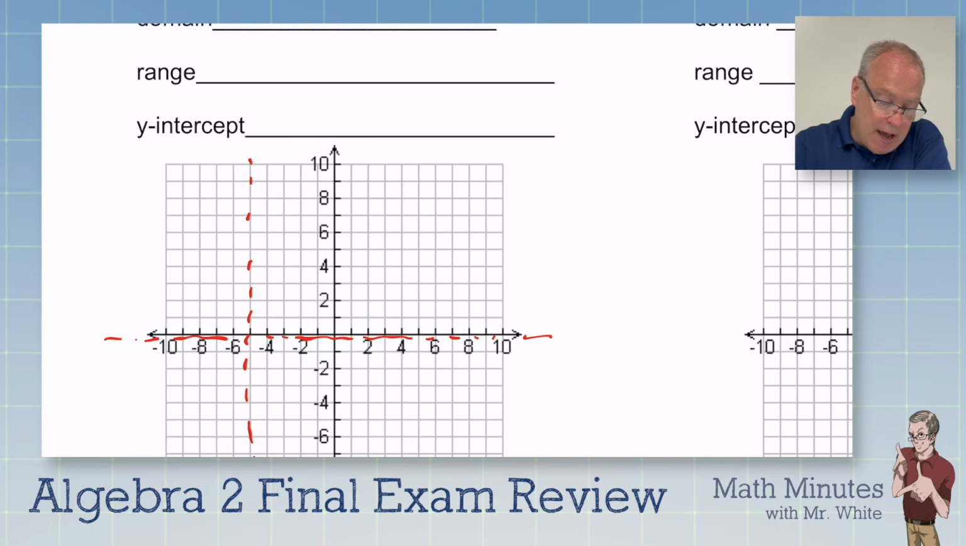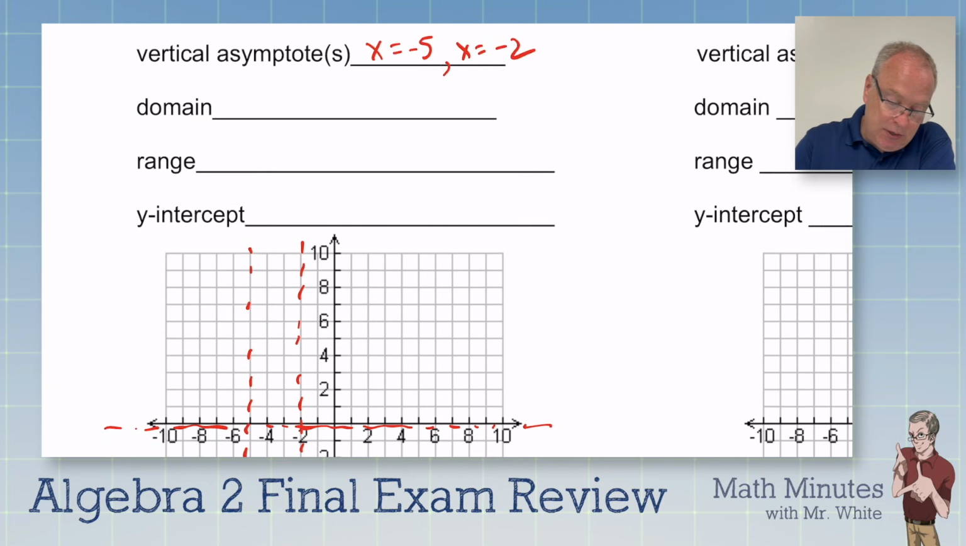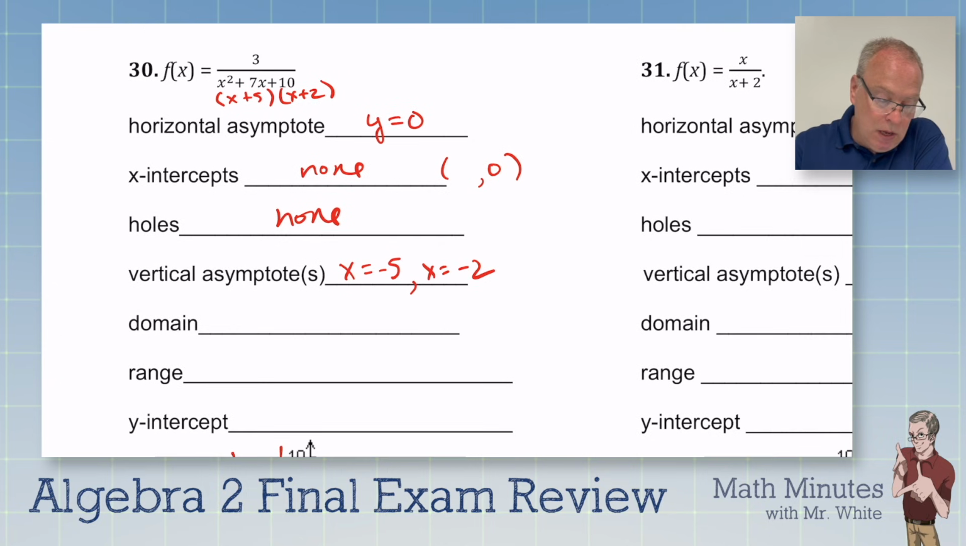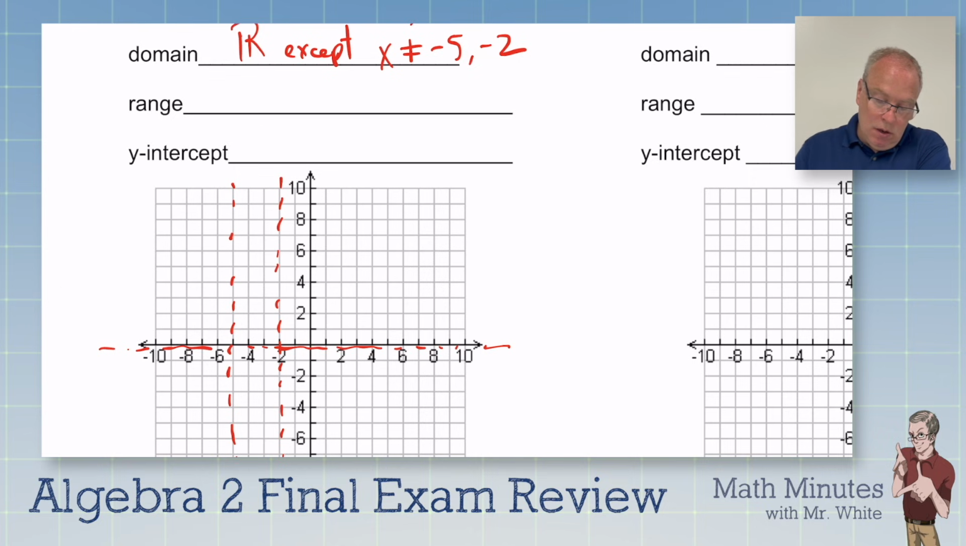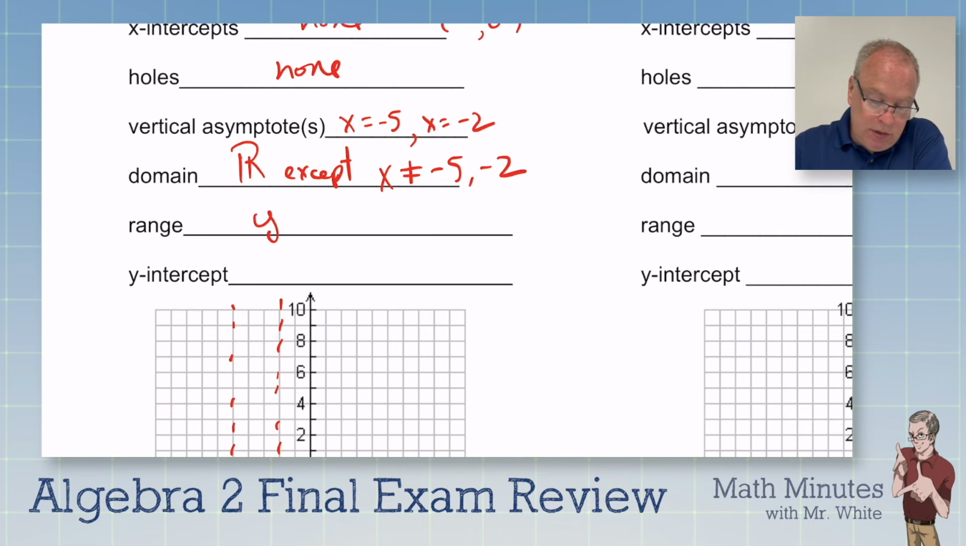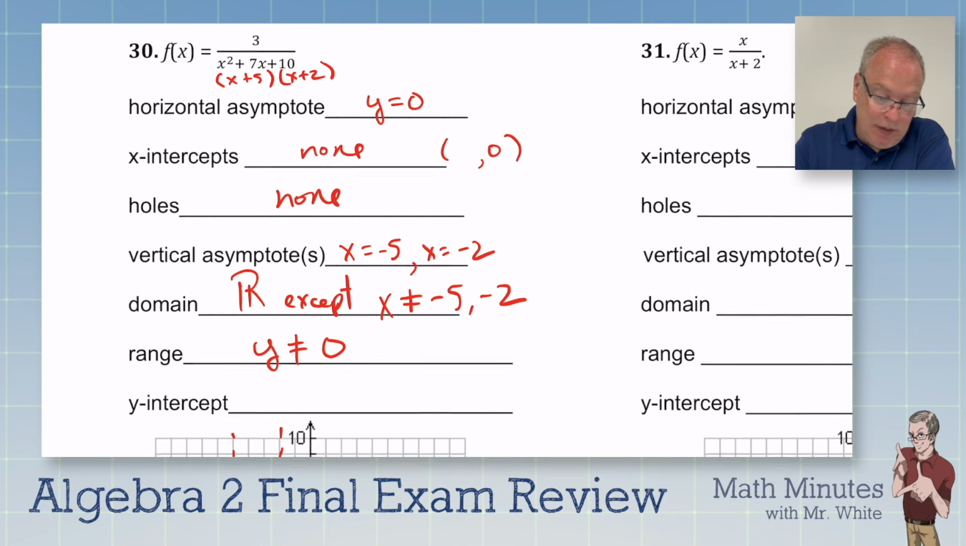So I go to negative 5, and I go to negative 2, and I'm starting to get all my regions here, right? I've separated this into 6 regions of the graph now. The domain, of course, is all real numbers, or you could use interval notation, but just for purposes of time, except x cannot be negative 5 or negative 2. All right, the range here is y is everything except 0.